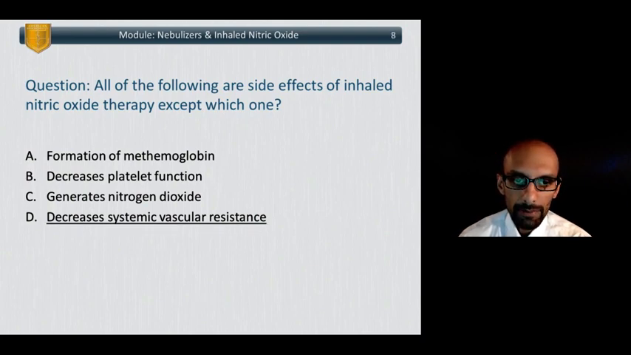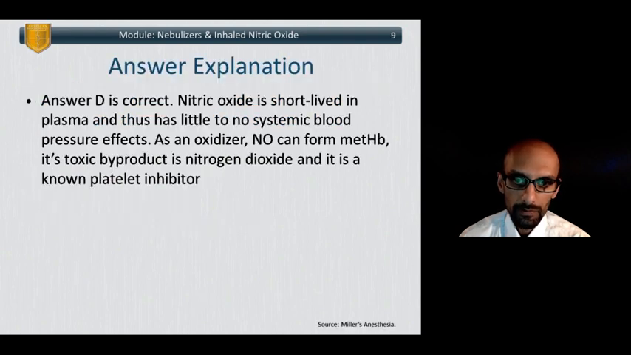Inhaled nitric oxide is so rapidly neutralized in the bloodstream that it exerts its effect on the pulmonary vasculature, but it never really quite makes it to appreciable concentrations in the systemic vasculature to drop systemic blood pressure. That's what occurs with intravenously administered nitrovasodilators like sodium nitroprusside and nitroglycerin. But inhaled nitric oxide, the main advantage is that it doesn't drop your blood pressure, but it does sufficiently decrease pulmonary arterial pressure. Nitrogen dioxide is a byproduct of the metabolism of nitric oxide. It does form methemoglobin, and it is a known platelet inhibitor.